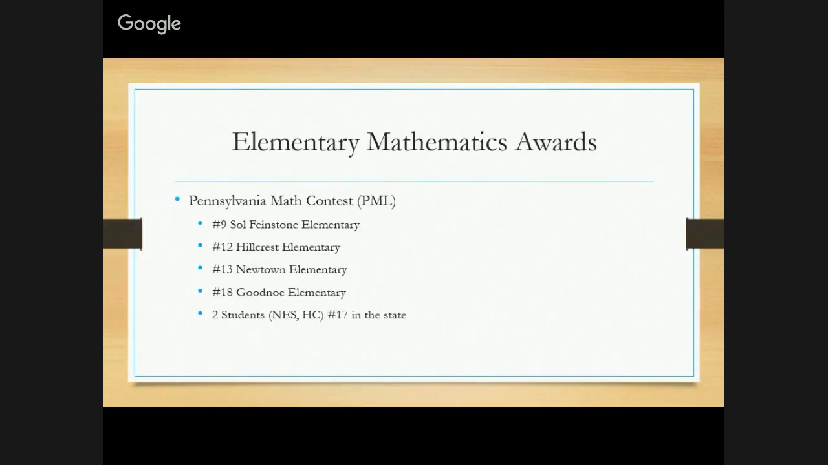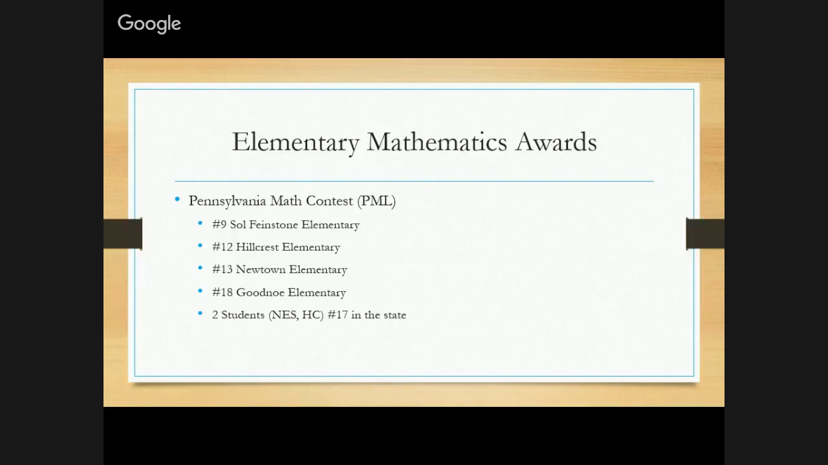One small contest that we do is the Pennsylvania Math League contest, where schools across the Commonwealth can participate. It's a one-day sitting, 35 questions, 30 minutes, ready, go. The problems start out easy and get really hard by the end. Sol Feinstone placed number 9 in the state, Hillcrest was 12, Newtown was 13, Goodnow was number 18, and we had 2 students, one from Newtown and one from Hillcrest, who tied for 17th in the state. That's pretty impressive, considering that we just give the contest and say, go.